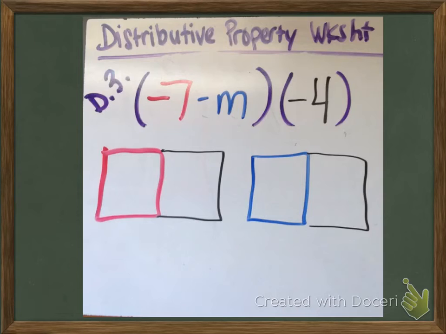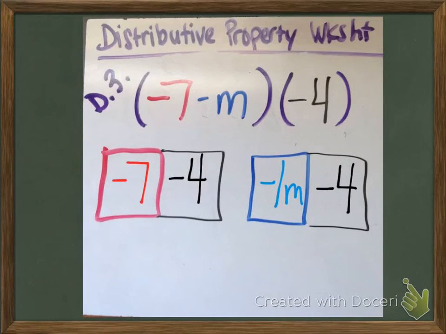Try D3. The quantity of negative 7 minus m times the quantity of negative 4. Again, negative 4 is what you're going to share, so that is the black one, and that is in the black boxes. So first bring down your negative 4. Then bring down your negative 7. And finally, your negative m. There's no number there in front of the letter, so you know that that's a negative 1m.